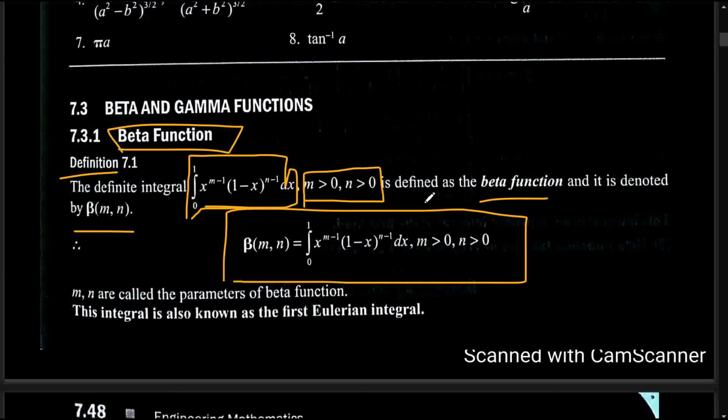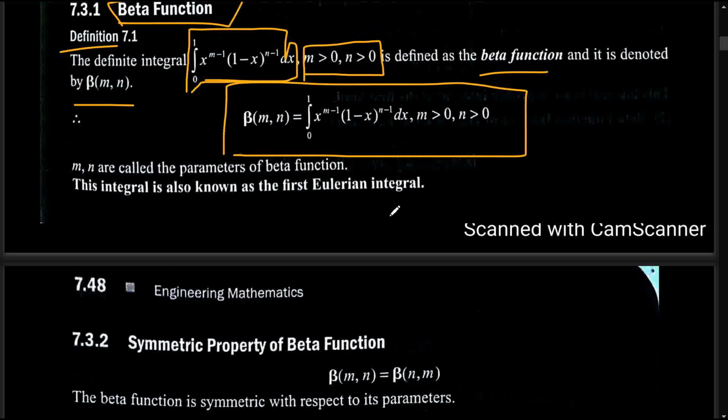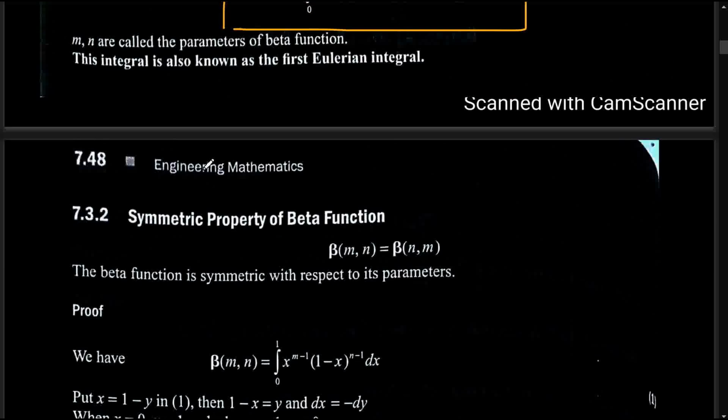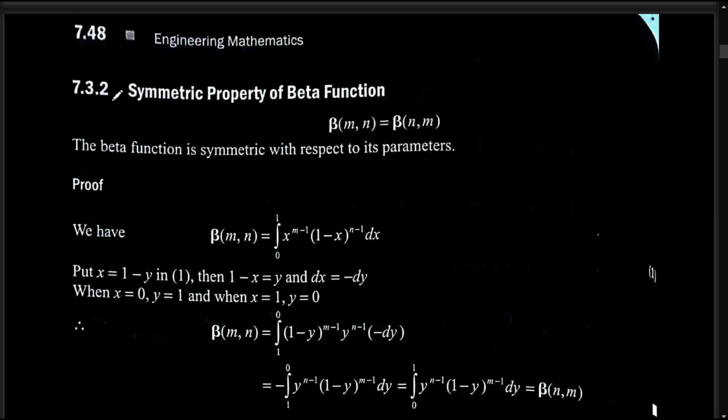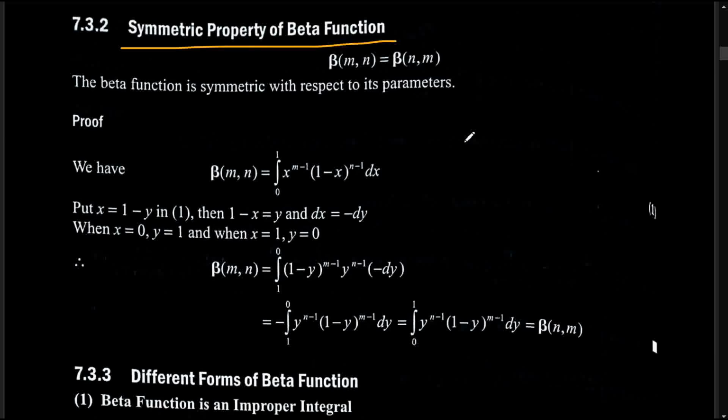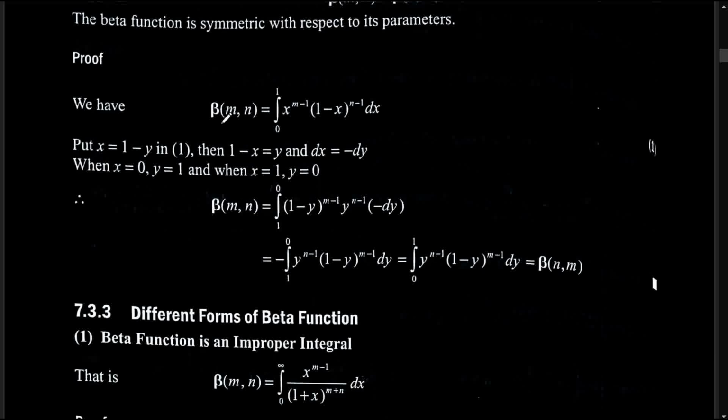Let me explain the other things. This integral is also known as the first Eulerian integral, which is of course not very useful, but just general knowledge. And there is a symmetric property that I mentioned before: m comma n and n comma m can be interchanged. That's why the beta function is called a symmetric function.